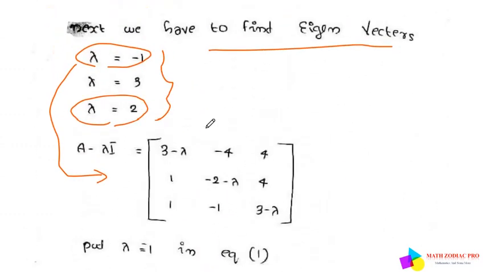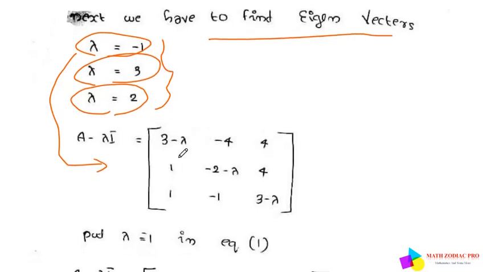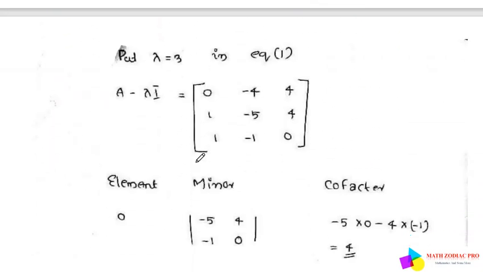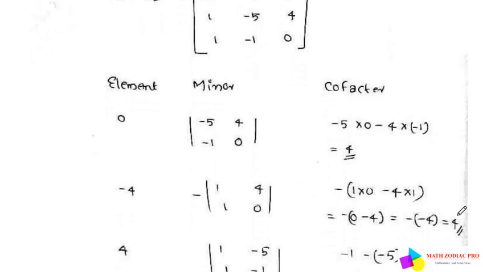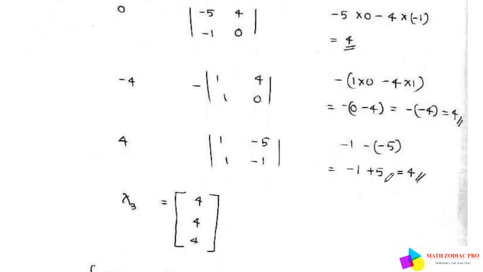So the final one is lambda equal to 3. Next we have to find this one, lambda equal to 3, with the same method. Here is A minus lambda I. Put lambda equal to 3 here. We get A minus lambda I equal to 0, minus 4, 4; 1, minus 5, 4; 1, minus 1, 0. Here we get the cofactor 4, and the next one is plus 4, and the next one is 4. So lambda 3 equal to 4, 4, 4.